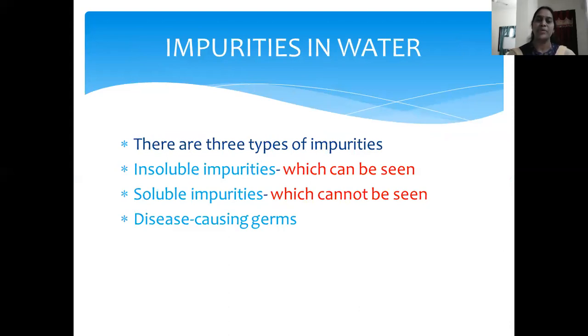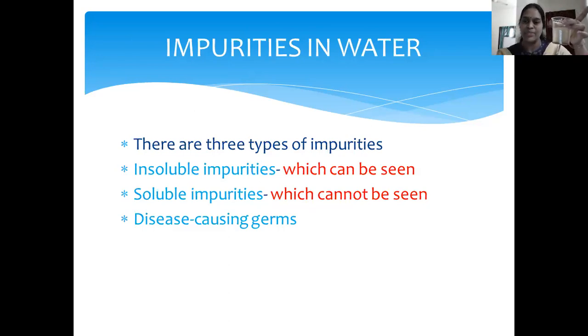Okay, let me tell you about insoluble impurities. Suppose let us do a small experiment. Okay, so I took one glass of water. So I added 2 teaspoons of sand. I started stirring with the spoon. After stirring, I will wait for a few minutes. And if you can observe, the sand is visible. You can see the sand very clearly. So it is nothing but insoluble impurities.